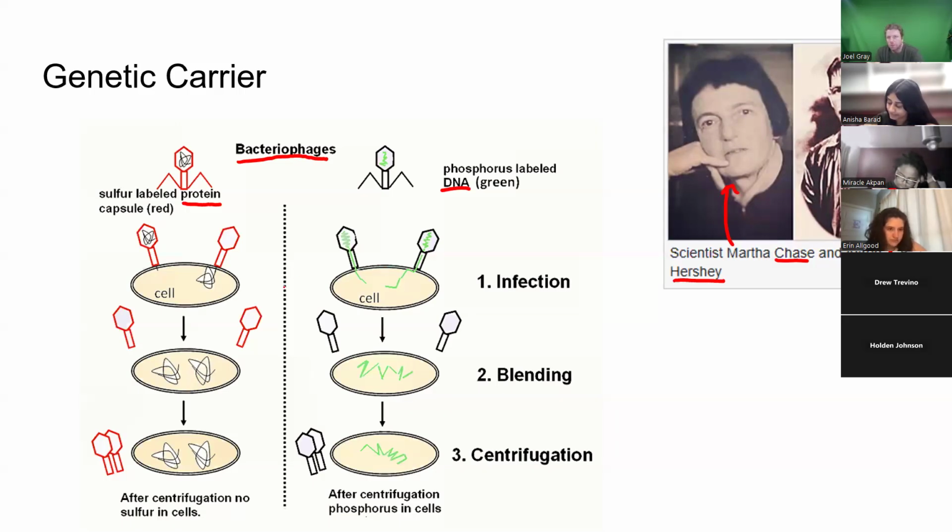bacteriophages are effectively, you could think about them as viruses that infect bacteria. And this is a nice crude model of a bacteriophage. Inside it has DNA, or its genetic material that it transfers on. What Hershey and Chase did was they used radiolabeled proteins to make these bacteriophages.